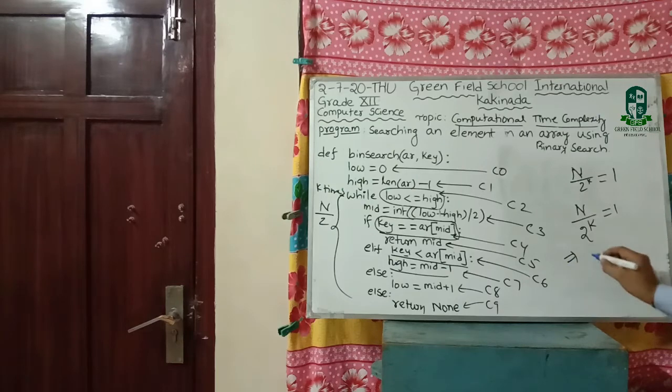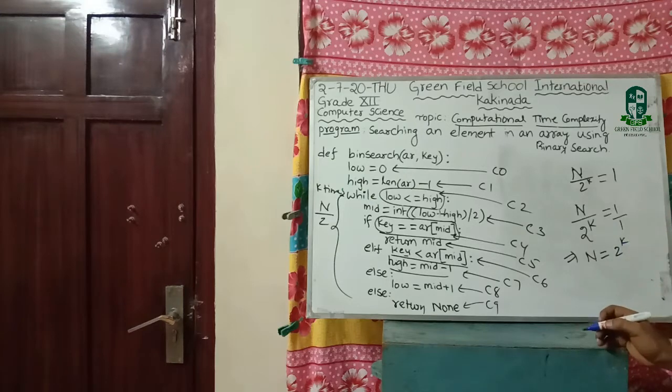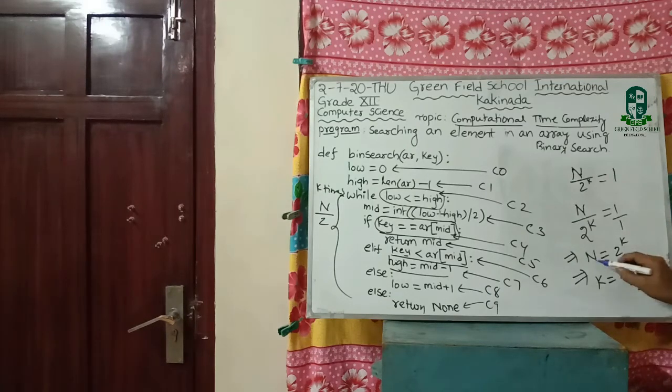This means n is equal to 1 into 2 power k, that is, n is equal to 2 power k. So k is equal to log n to the base 2. Since n is equal to 2 power k, we place k as log n to the base 2.